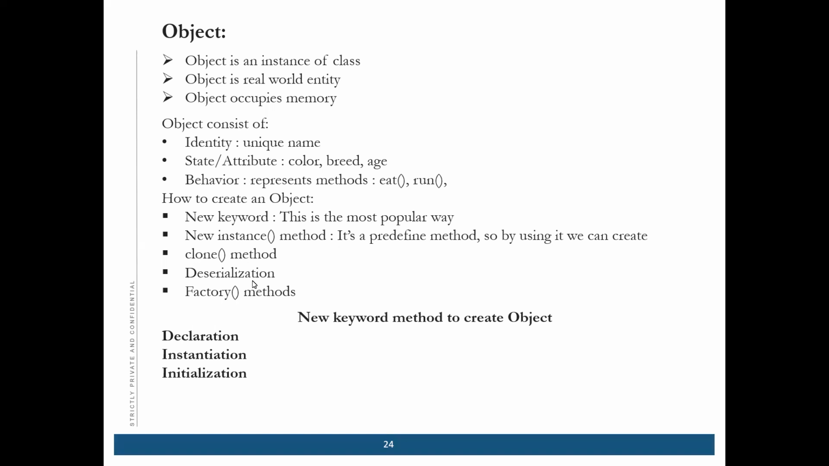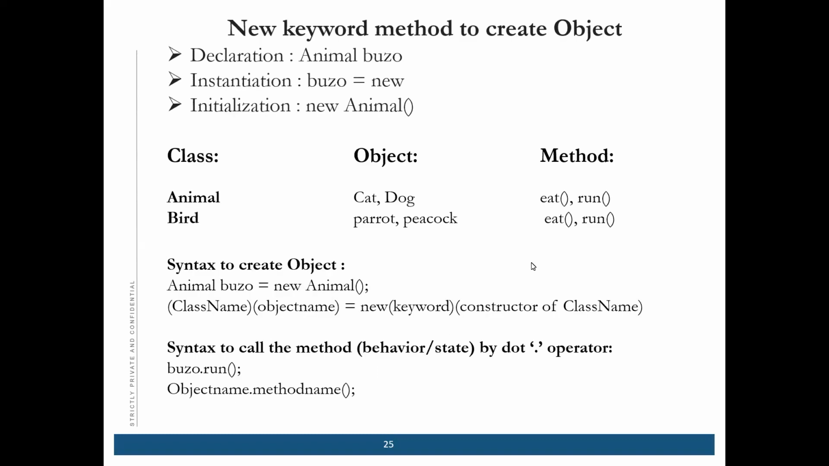with the help of the clone method, deserialization, and with the help of the factory method. Okay, so this is just for your knowledge, but we will learn with the help of the new keyword how we create an object. Okay, so first is declaration, instantiation, and initialization. Now we will learn that in detail.